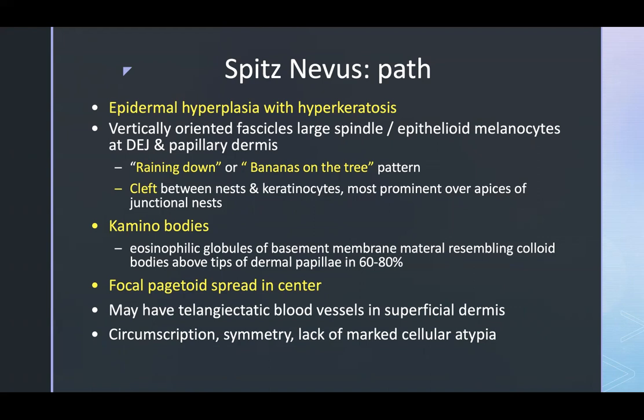Spitz nevi are classically characterized by these Kamino bodies, which are eosinophilic globules of basement membrane material that resemble colloid bodies. They are above the tips of the dermal papilla in 60 to 80%. You can have focal pagetoid spread in the center of these lesions. They may have telangiectatic blood vessels in the superficial dermis. Circumscription, symmetry, and the lack of marked cellular atypia allow you to put this more in a Spitz nevus category as opposed to an atypical spitzoid tumor, which is an intermediate form in between a Spitz nevus and spitzoid melanoma.